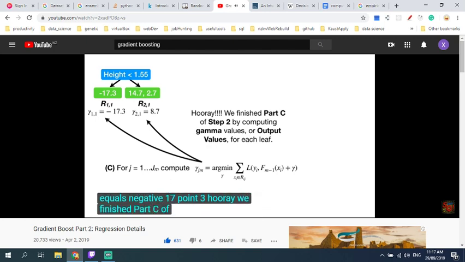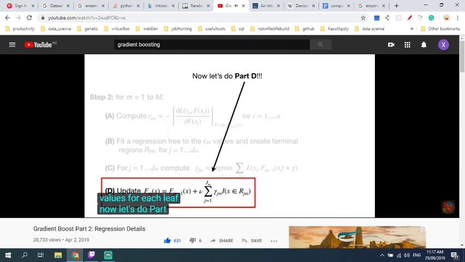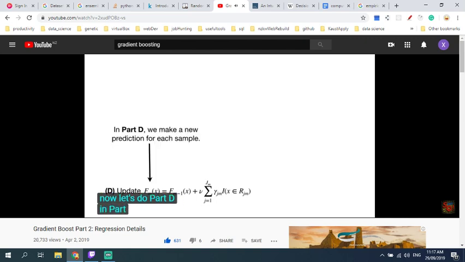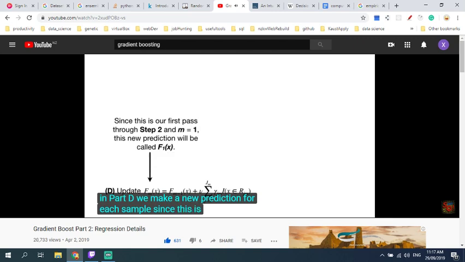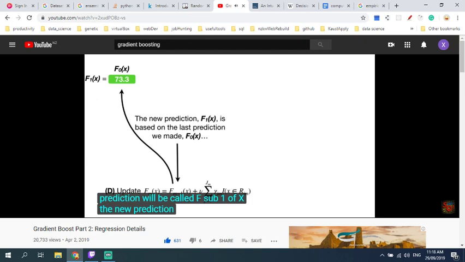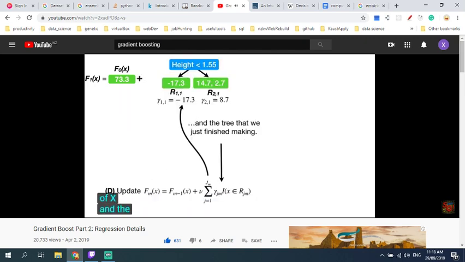We finished part C of step 2 by computing gamma values, or output values, for each leaf. Now let's do part D. In part D, we make a new prediction for each sample. Since this is our first pass through step 2 and m equals 1, this new prediction will be called f sub 1 of x. The new prediction, f sub 1 of x, is based on the last prediction we made, f sub 0 of x, and the tree we just finished making.